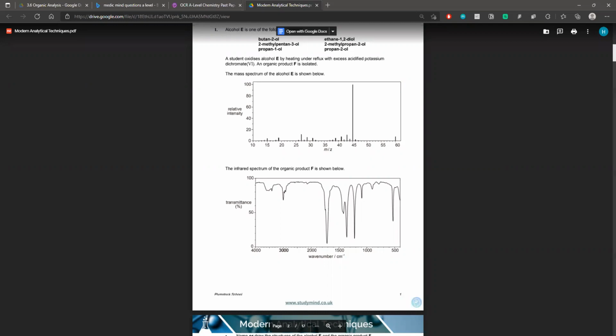Oh yeah, so there is a narrow peak at about 1.8. So what does that indicate? C double bond O, yeah. But because there's no broad peak, there's no indication of an OH. So it can't be a carboxylic acid.